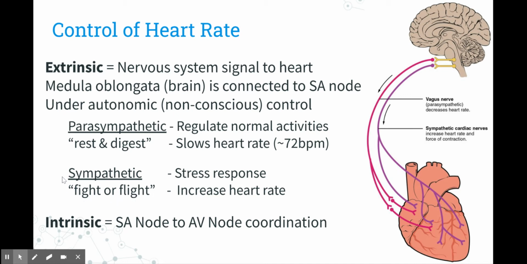The opposite is the sympathetic nervous system. This is that fight or flight response. The adrenaline gets going and your heart rate increases. Those signals come down a different set of nerves, the sympathetic cardiac nerves, and those will increase the heart rate. The intrinsic control is the control that happens inside the heart as the SA node communicates to the AV nodes to coordinate the contraction of the atria and the ventricles.